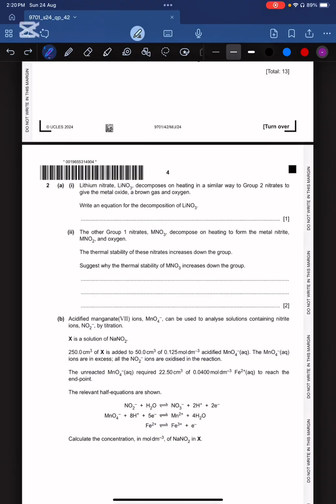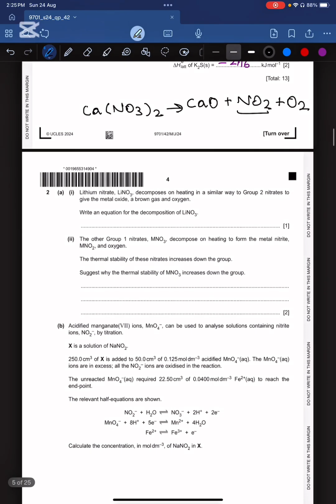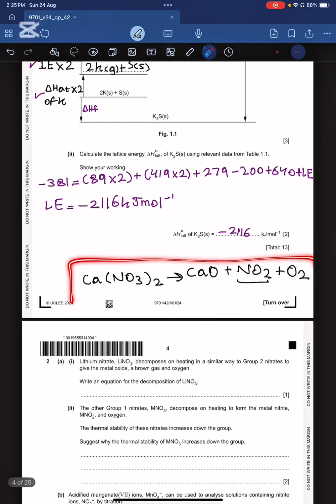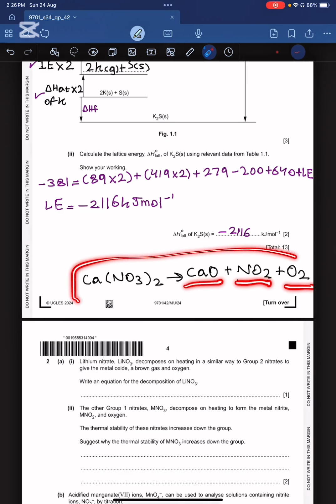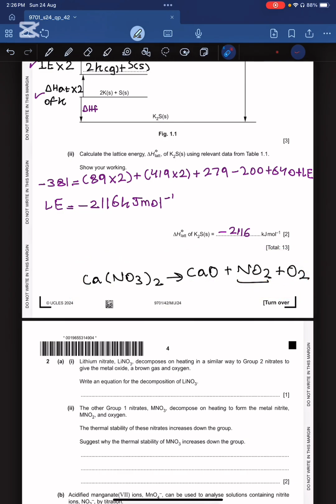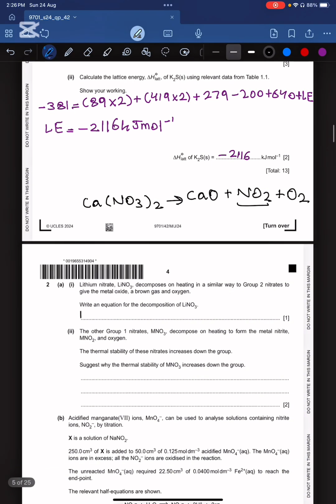Right. Next question. Lithium nitrate decomposes on heating in a similar way to group 2 nitrates to give the metal oxide, a brown gas, and oxygen. Write an equation for decomposition of LiNO3. It gave us a clue that it decomposes in a similar way to group 2 nitrates. I've written an example of group 2 nitrates decomposing. Let's say calcium nitrate. It becomes calcium oxide plus nitrogen dioxide plus oxygen, and this is an unbalanced equation.